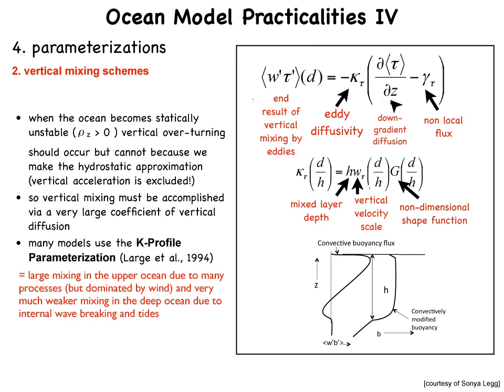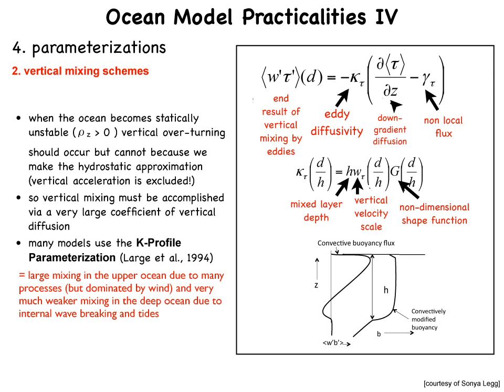The second really important mesoscale eddy parameterization that you'll find in your ocean climate model has to do with the vertical mixing scheme. When the ocean becomes statically unstable, so when the vertical density gradient reverses, we really should have vertical overturning. That's what the physics says. But because most of our ocean models are hydrostatic, it doesn't permit that effect to occur. And so we have to put it in. And how we tend to put it in is by specifying a very large coefficient of vertical diffusion.